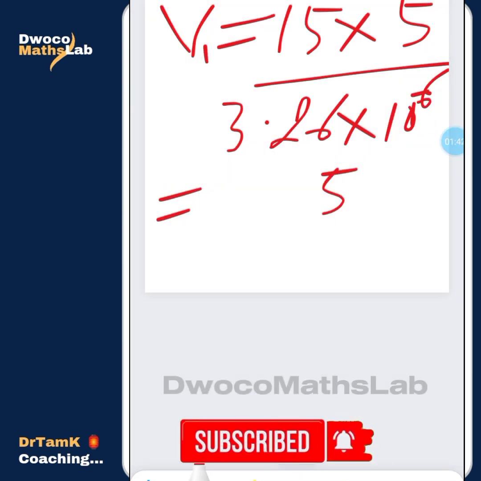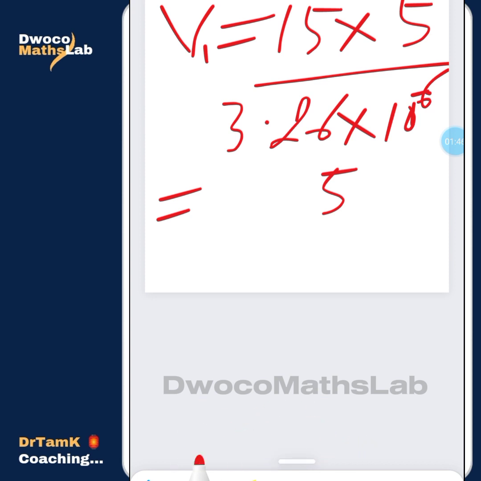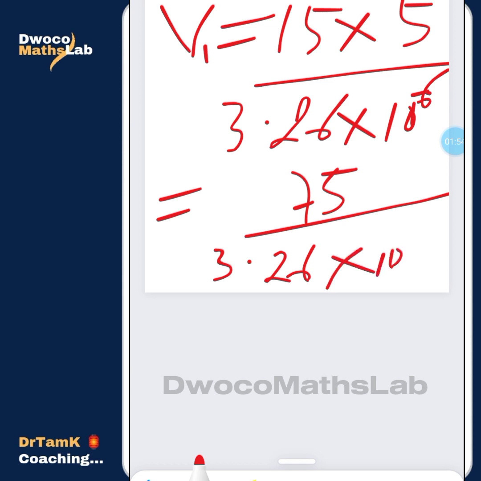Let me do that. 5 times 5 is 25, write down 5, carry 2. 5 times 1 is 5, plus the 2 you carry gives us 75. So 75 all over 3.26 times 10 to the power minus 6. Make sure you get your pen and paper, because you may not be able to understand some of my handwriting because of the small board we have.